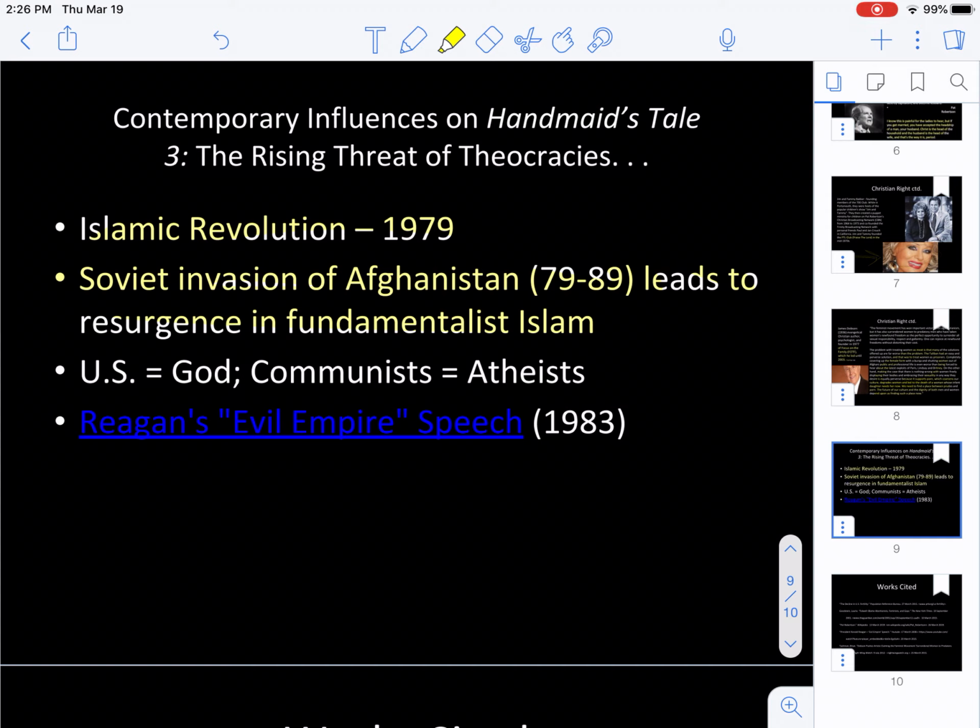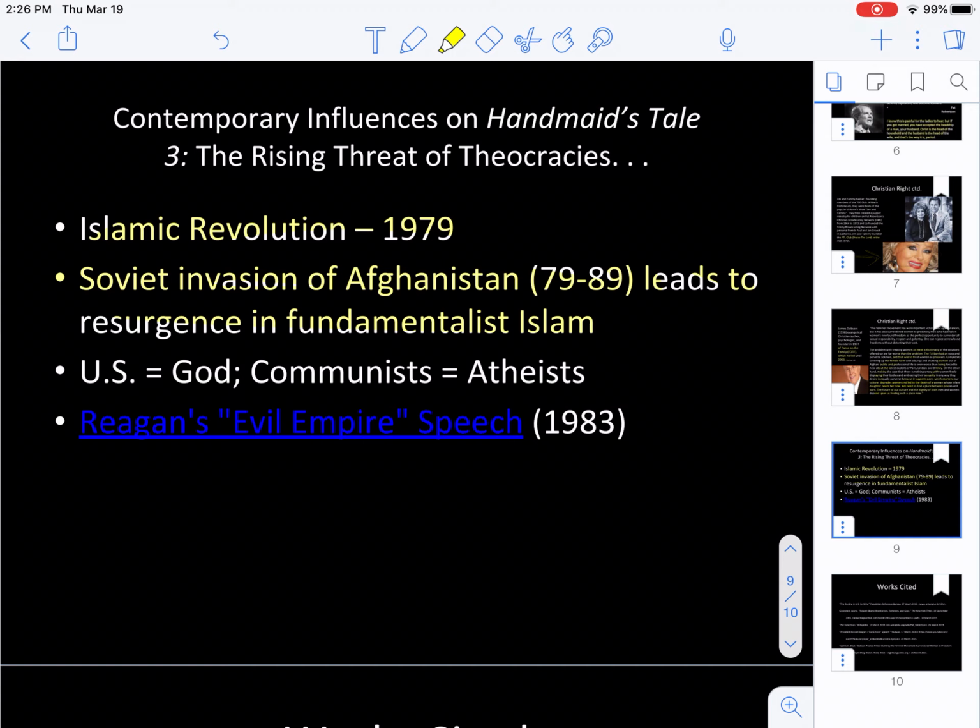He calls Russia the evil empire. You can watch this speech if you want to, but he basically says that he would rather Americans die still believing in God than grow up in communist Russia, because that's a fate worse than death.